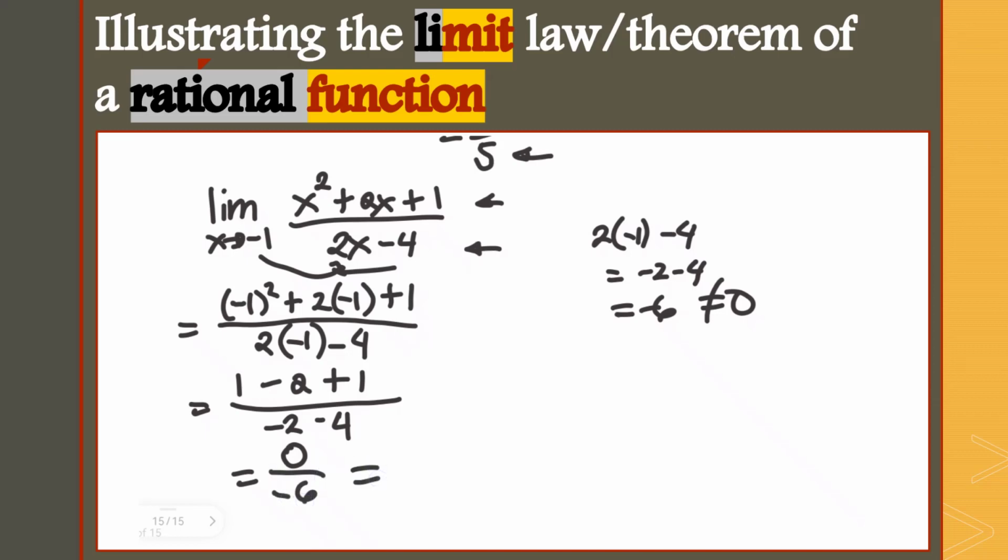The result is 0. Is this acceptable? Yes, of course, because this limit theorem only says it is not possible if the denominator is equal to 0. This is just a numerator. Even if it's equal to 0, that's acceptable. And this is the limit for this given function here. So we'll have more examples of this later, especially for the case where our denominator is equal to 0.